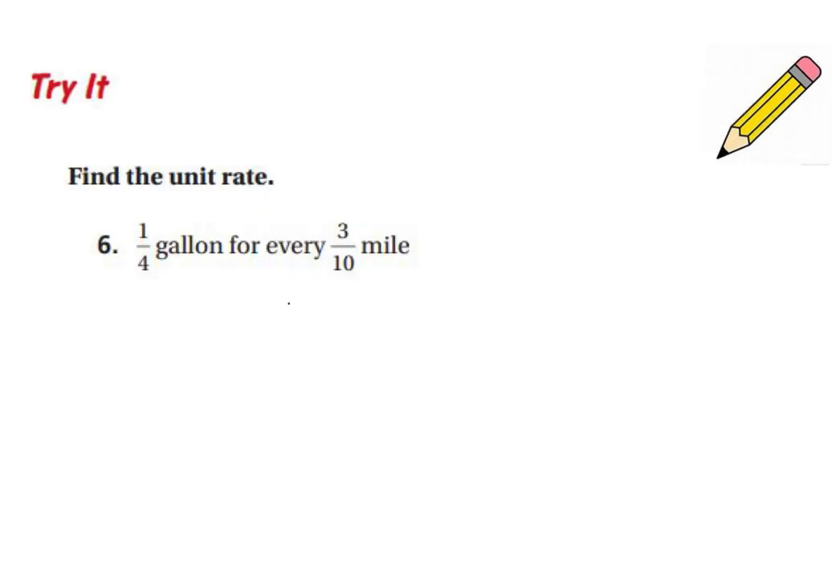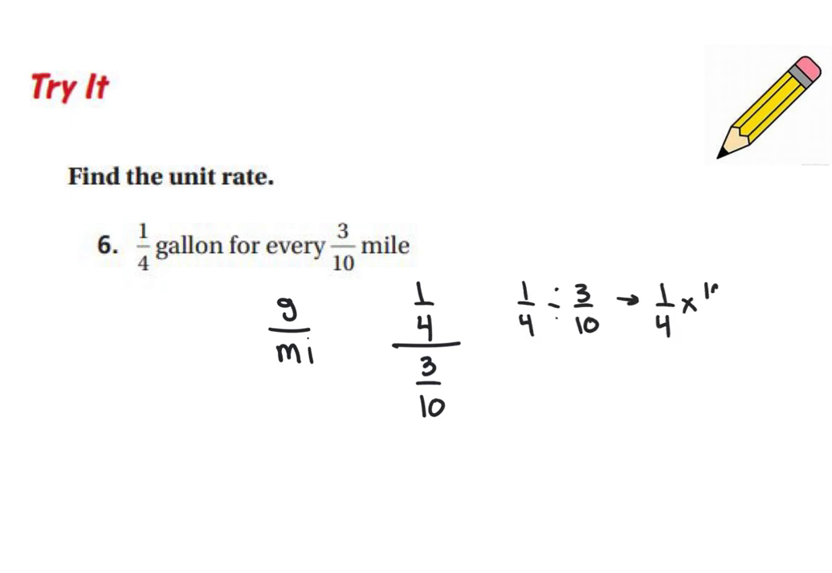Now you've seen that we can find unit rate 2 different ways. So we can set it up as gallons per mile, and we could do 1/4 over 3/10. This is 1/4 divided by 3/10, or multiply by the reciprocal and cross simplify. And we get 5/6 gallons per mile.